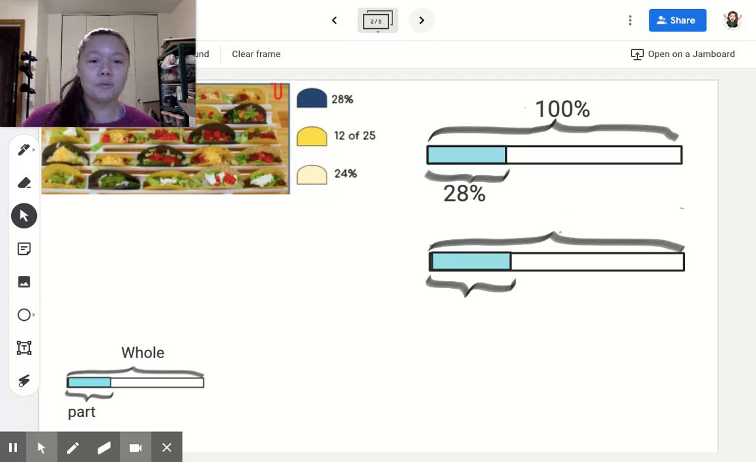So 100% would be that whole piece of tape. That little chunk there is 28% of it. So if we think about our whole amount is 25, that little chunk would be our 7 tacos, right? But let's think about how we can find this mathematically.